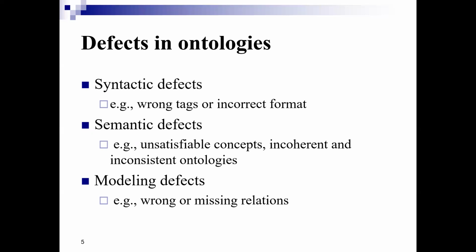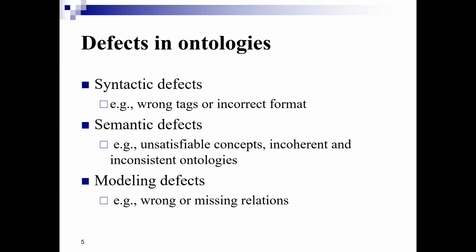So for instance, if we have the concept dog and the concept not dog, and we combine them with an and, then we get an unsatisfiable concept because no object can be a dog and not a dog at the same time. An ontology that contains unsatisfiable concepts is called incoherent. When there are contradictions in your ontology, you call the ontology inconsistent. And from inconsistent ontologies, you can derive everything.